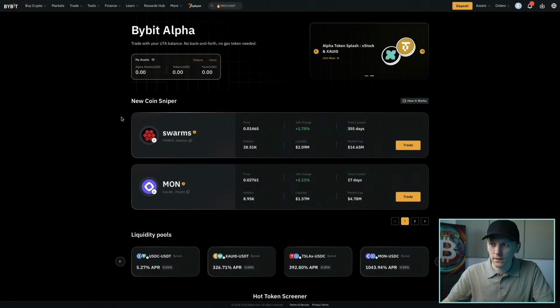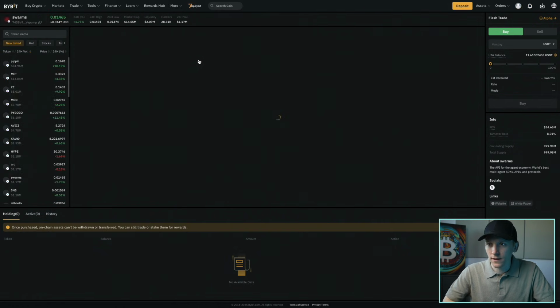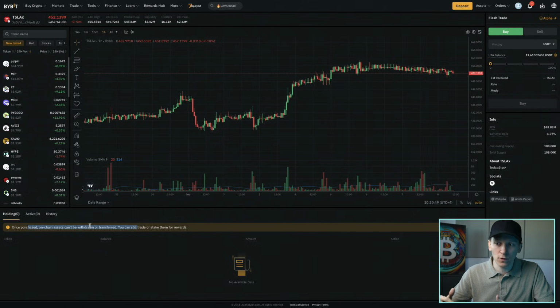Once you've put some stable coins into your account, you want to go ahead and trade. So we can press this button right here where it says tokens, and it goes through to the trading page for us. What's actually happening behind the scenes when we trade on Bybit Alpha is that we're using a decentralized exchange on a blockchain. So we're actually buying tokens in a wallet. However, we don't have control over any of that. So as you can see, once purchased, on-chain assets can't be withdrawn or transferred. So that's for the time being. That may change in the future. But for right now, essentially Bybit Alpha is a way to gain price exposure to some assets that may not be on the Bybit centralized exchange.